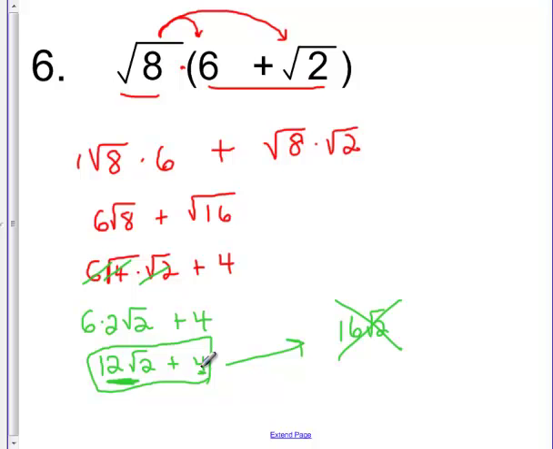This is not 4 square roots of 2. If I had this, then yes, indeed, I can add them together. We learned that a couple days ago. But that's my final answer. Okay, one more and we're done.